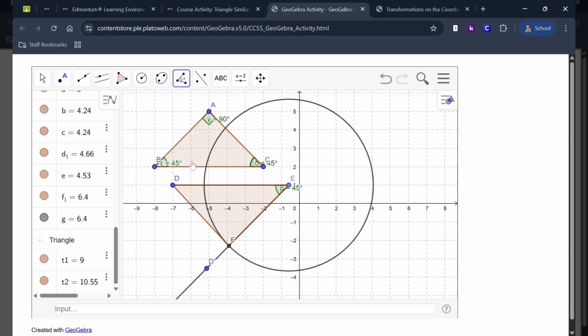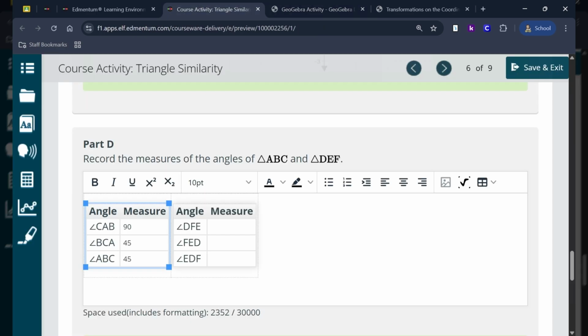So just go ahead and do that same thing with the second triangle right here. And just remember that this middle letter is the angle that you are putting down for this little space right here.